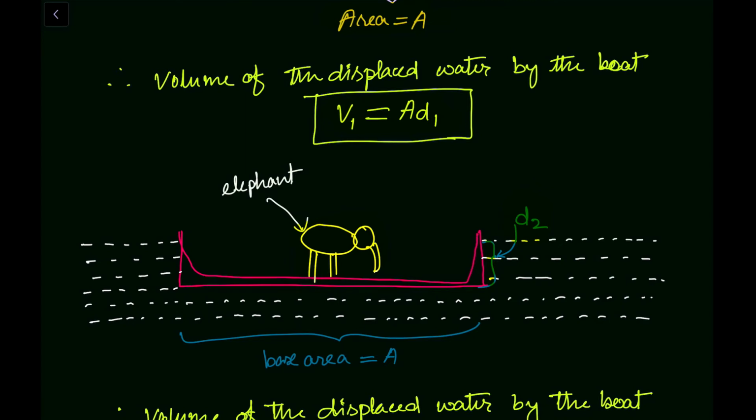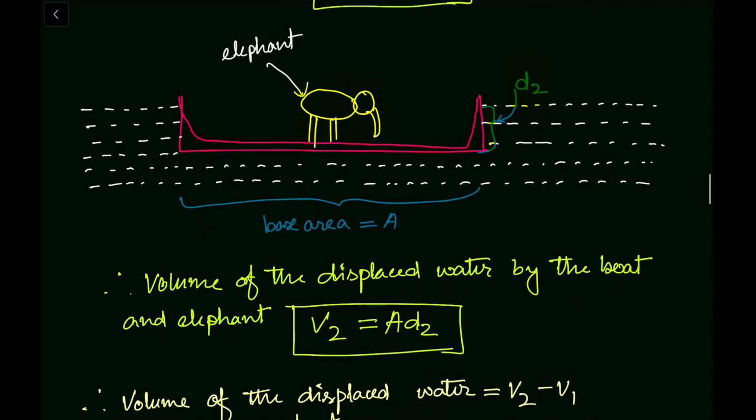The boat and the elephant combination displaces the water somewhat higher, and it has a height now equal to D2. Therefore, the volume of the displaced water by the boat and elephant combination is V2, and this is equal to A into D2.